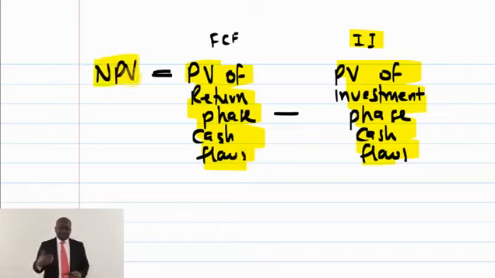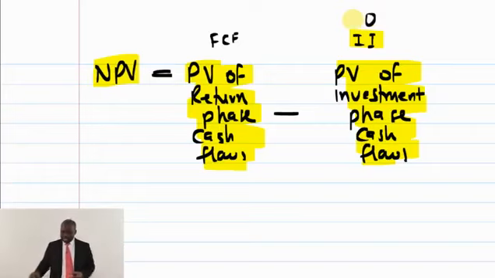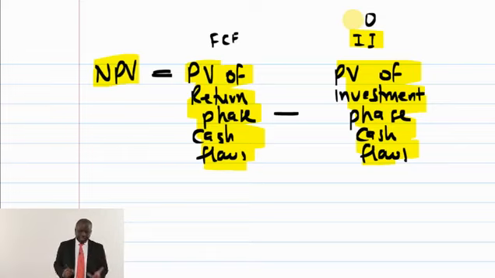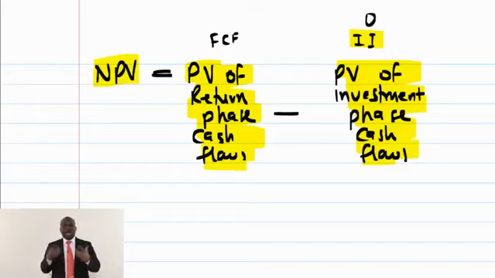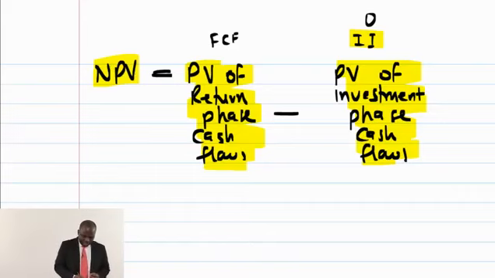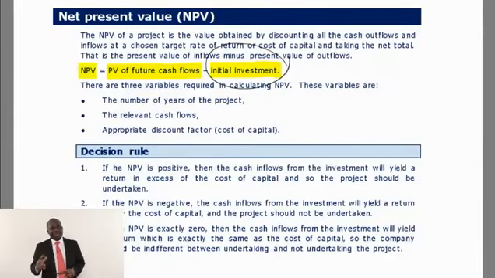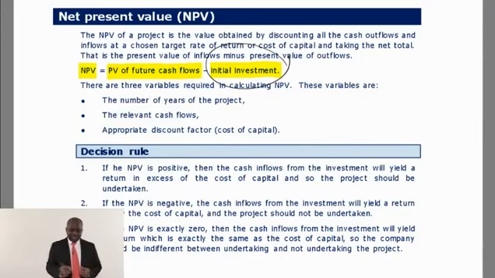If you are lucky enough and you go there and the investment phase is just in year 0, then you are putting your initial investment in there and then you calculate the normal NPV. Okay, so if NPV is calculated as the present value of the return phase cash flows and present value of the investment phase cash flows, then if you are asked to calculate NPV, what variables do you need to calculate that NPV? Whatever the question is, however big it is, you would have to make sure that you need only 3 variables to calculate NPV.